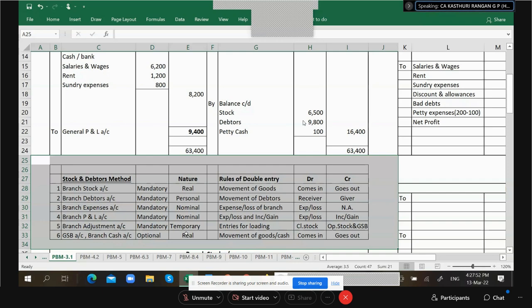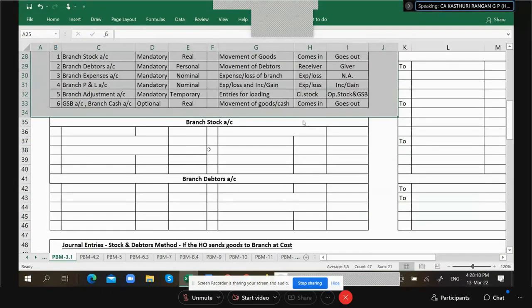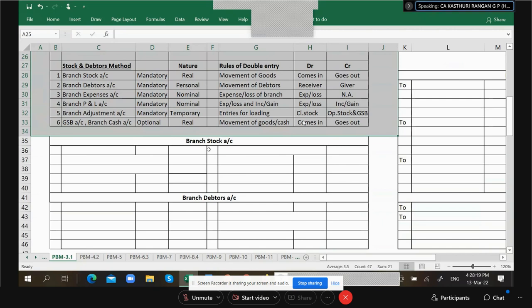Okay. Suppose you learned it in a different manner. You don't want to learn this, no problem. But this is additional information for you to have more clarity and better understanding of accounting under stock and debtors method. Okay. Now, after having learned this, friends, suppose I ask you to do the third problem under stock and debtors method. Very simple, is it not for you?